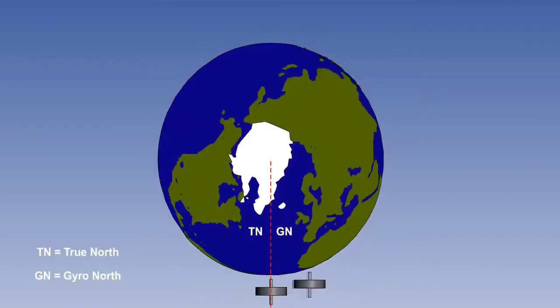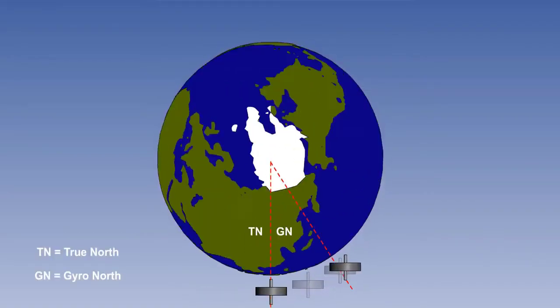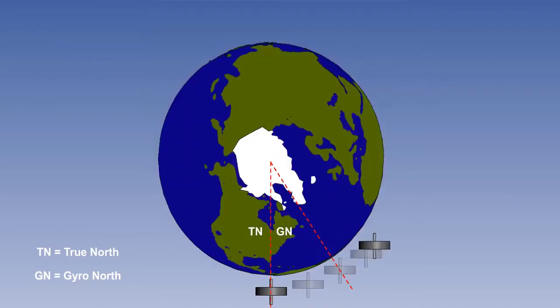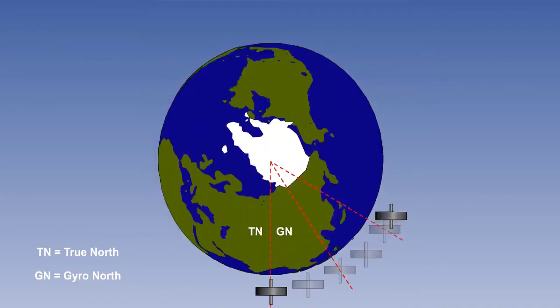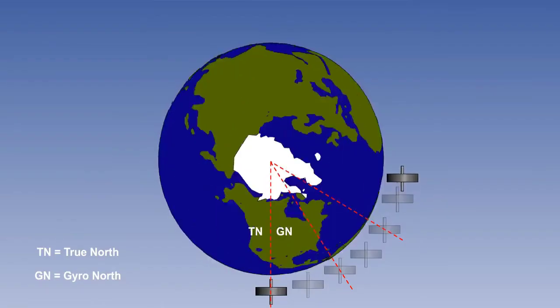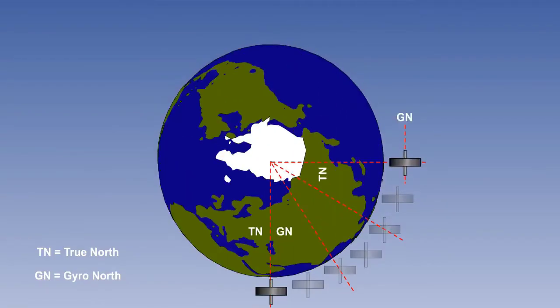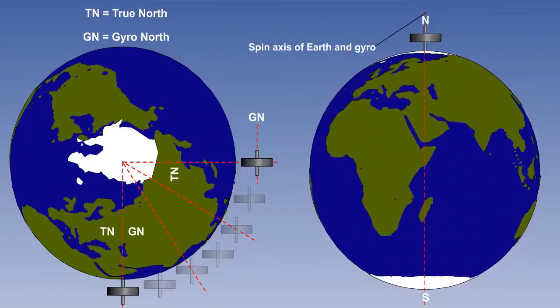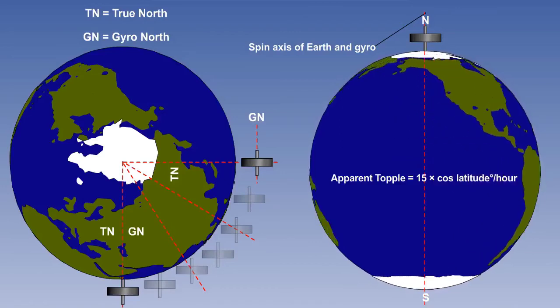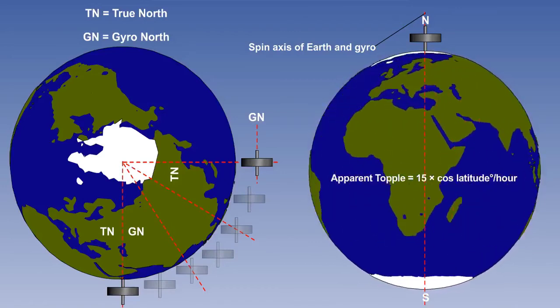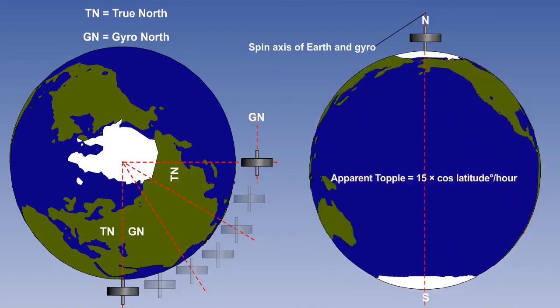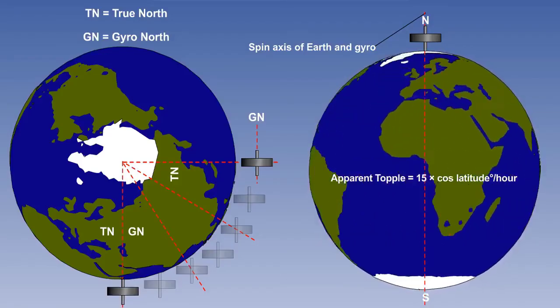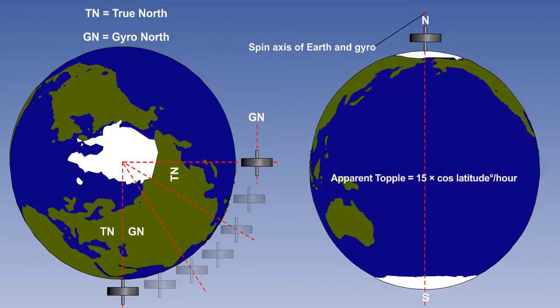Let's now look at apparent topple as opposed to apparent drift. If we think about it, it can be seen that apparent topple will be at its maximum of 15 degrees per hour at the equator, and will be 0 at the geographic poles. The formula for apparent topple due to Earth rate is topple equals 15 times the cosine of the latitude in degrees per hour.